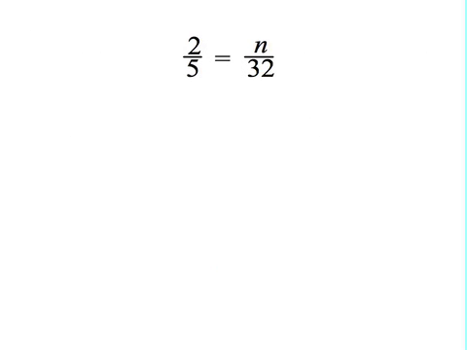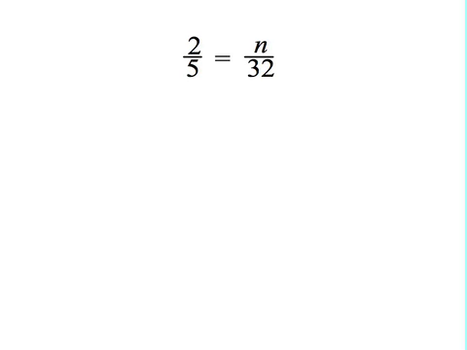So here's a proportion. We have a ratio, 2 over 5, is equal to another ratio, n over 13. But the second ratio has a variable. So our job is to find out what number replaces the variable to make this proportion true.